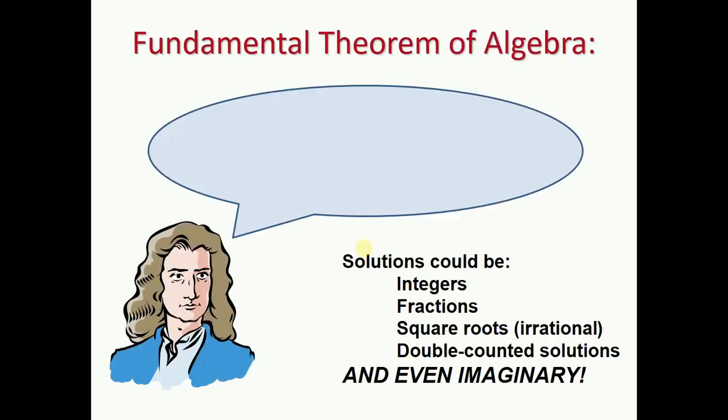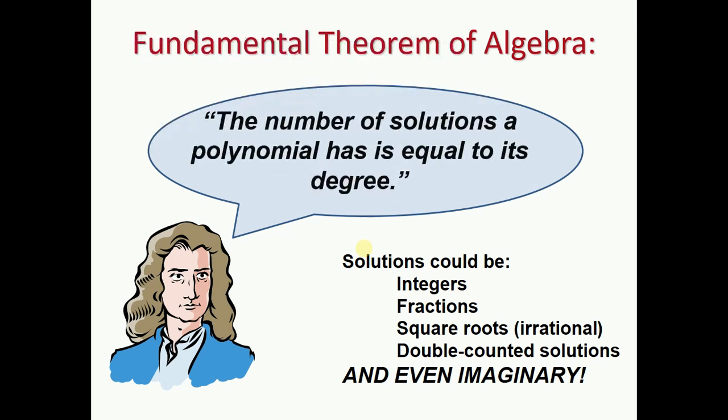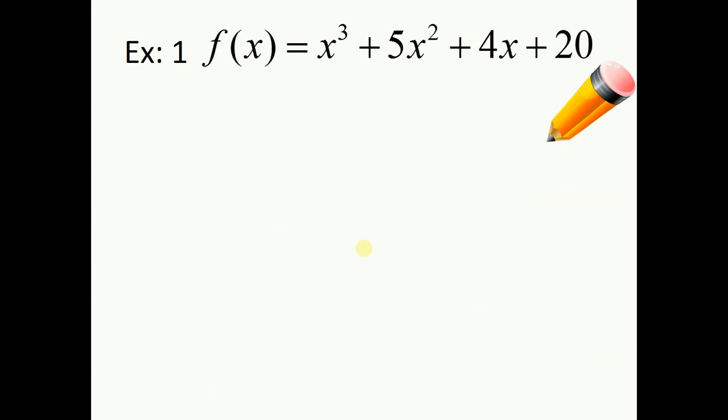Now, why can we do this? Well, something called the fundamental theorem of algebra, which is pretty famous actually. What this tells you is the number of solutions of a polynomial is equal to its degree. AKA, if I have a cubic, so a third degree polynomial, I should have 3 solutions. Now, these solutions can be integers, fractions, square roots, double counted solutions, which means that you get 2 twice, or sometimes you can even have an imaginary solution. So keep that in mind.